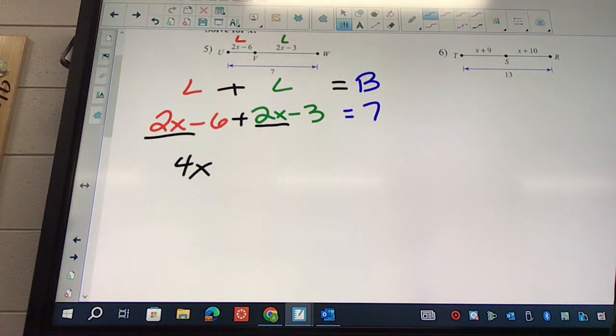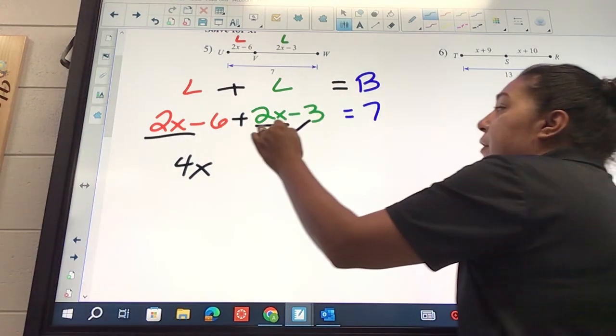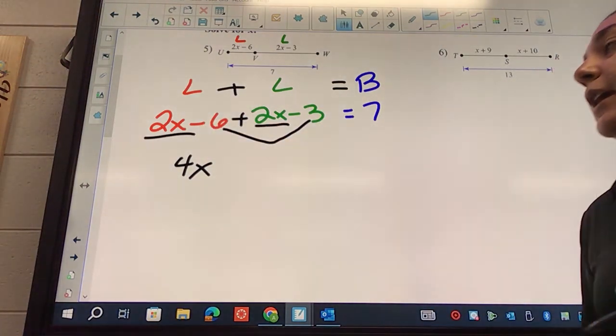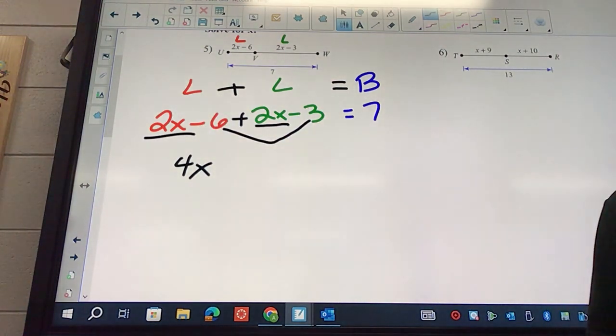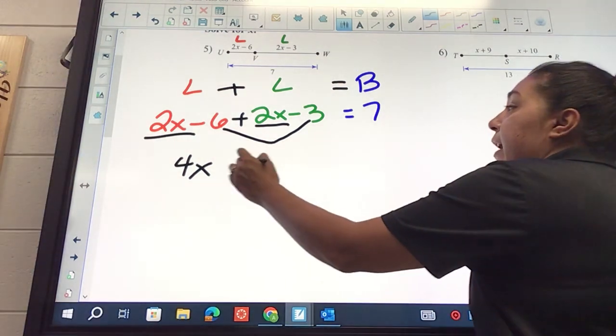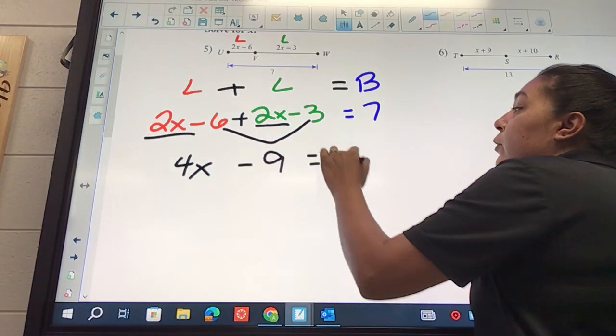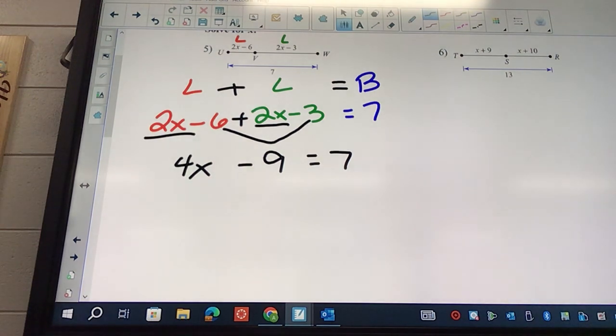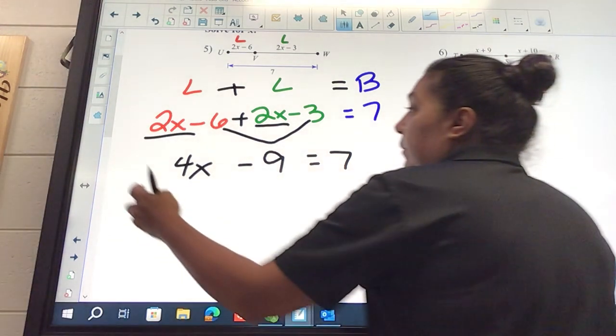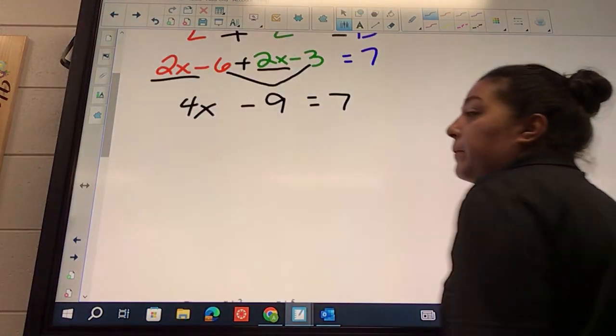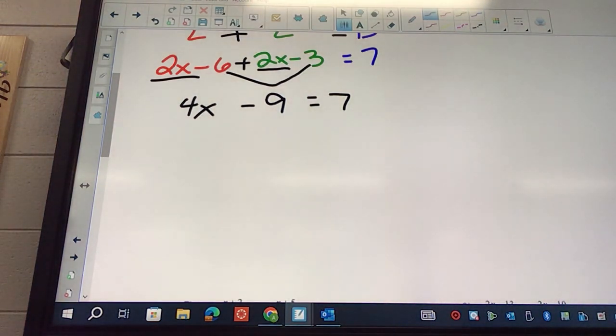Okay, and then we can also combine what? The numbers, which is 6 and 3. Okay, and then definitely with negatives, use your calculator. Okay, so that's going to give you a negative 9 equals 7. Okay, and then what needs moved? Minus 9. The 9, okay?